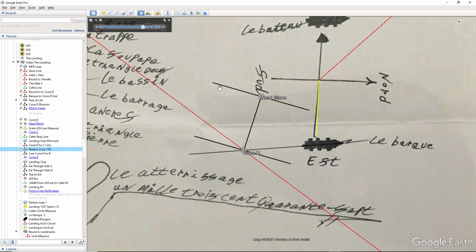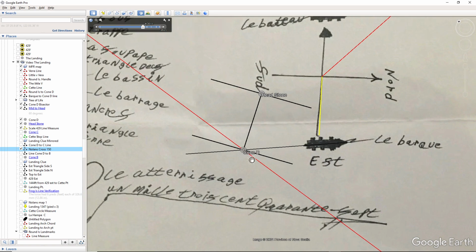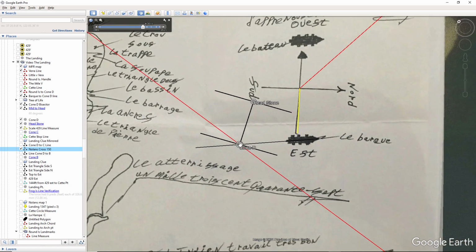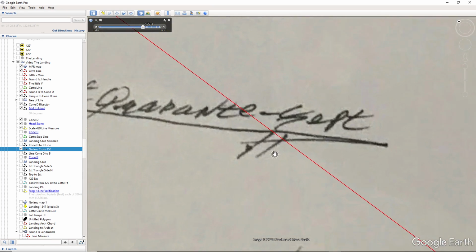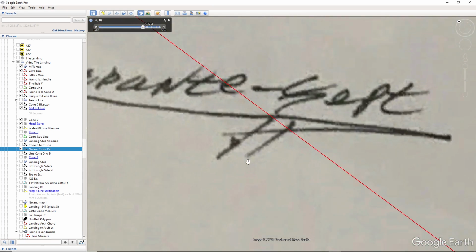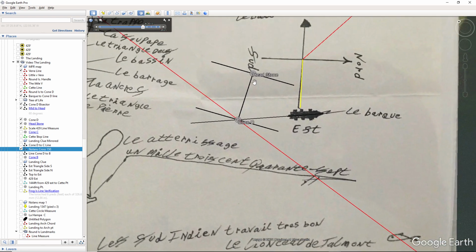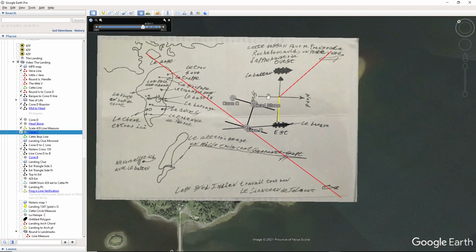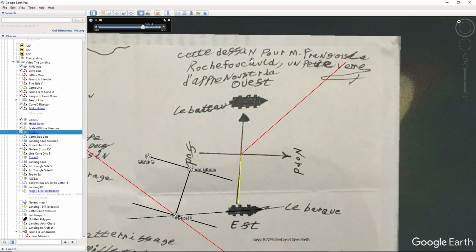So you can see here's the crossbar of Nolan's cross. This is parallel to this cone D, this bisector that we just put here. This will come into play when we get into the landing with these two parallel lines. These are basically what is being shown here, is these two parallel lines are these two parallel lines. But we're not going to get into that today. Cone C is right here. And cone C, and I will go back up to the Rochefoucauld map.